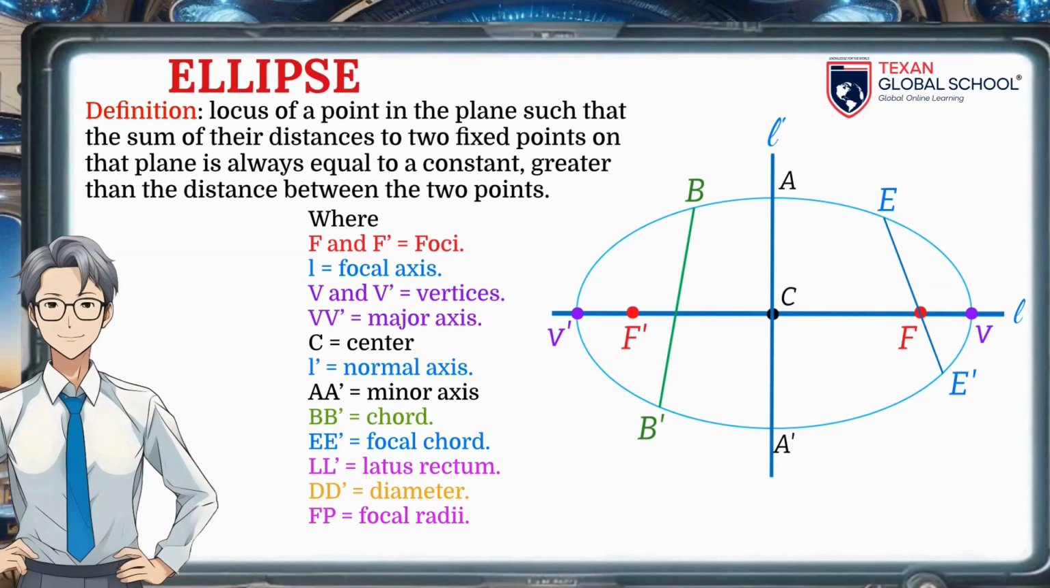We see that the ellipse has two latus recta since it has two foci. A diameter D, D', is a chord that passes through the center, and FP is the focal radius, which is a straight line that joins the focus and any point on the ellipse.